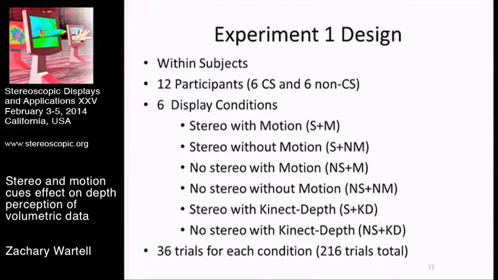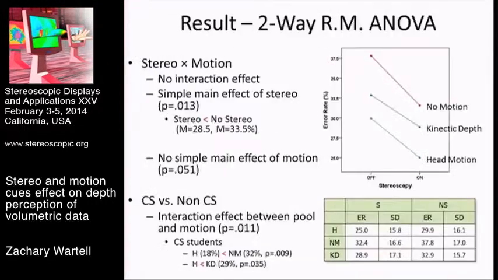There were 36 trials for each condition, 216 trials total per subject, and Latin squares controlled the display conditions across different subjects. The first analysis we looked at was to check for interaction effects between the stereo and all the motion conditions. We found that there was no interaction effect. There was a simple main effect of stereo. The mean error rate for all the stereo conditions was 28%, where if they were randomly guessing you'd expect 50%, versus the non-stereo conditions of 33%. The motion conditions did not have a simple main effect overall.